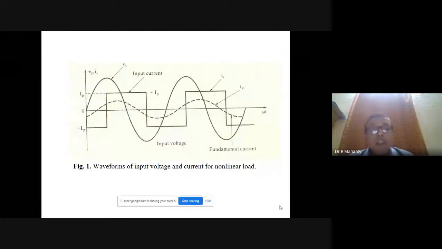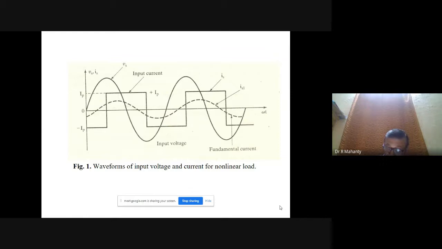Now, we have taken a case where the voltage is sinusoidal and the current is a perfect square wave. This is the case when we have a diode rectifier feeding an RL load and the value of the inductance is infinite. In such a case, how will you define the power factor?